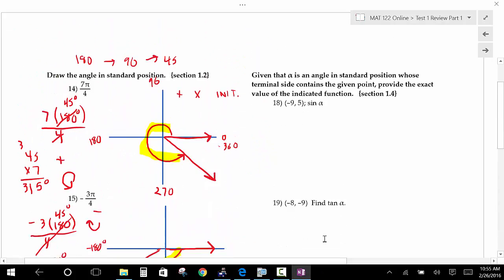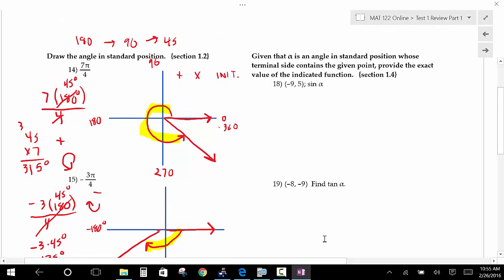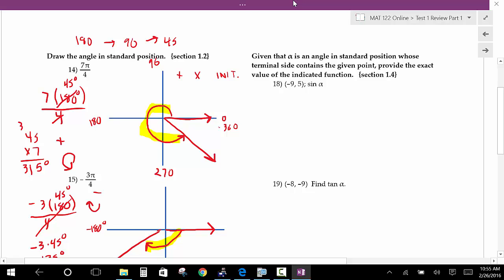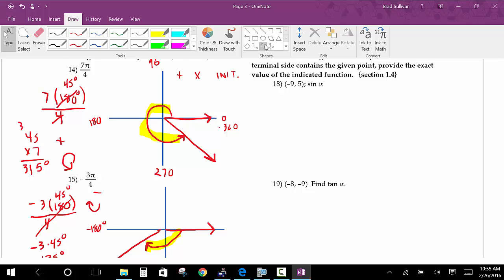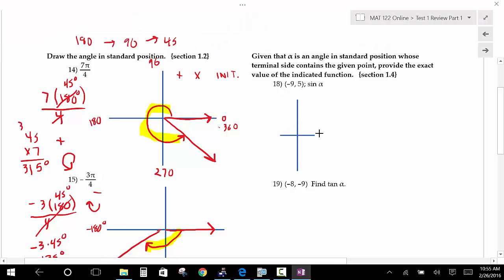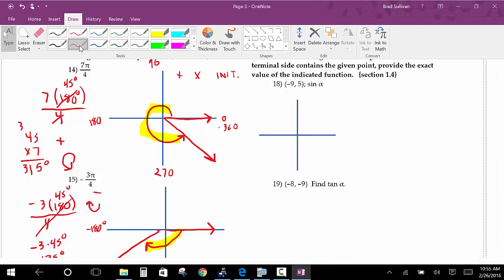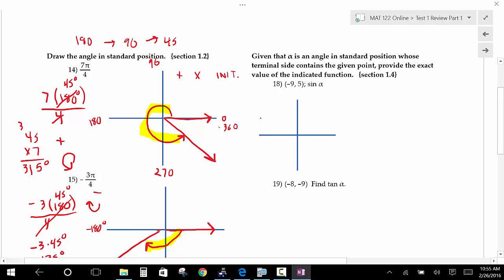Okay, moving to the next thing here. Number 18, given that angle alpha is in standard position, find the trig function on this. All right, so what this is really saying is this. You don't really have to do a graph on this, but I just want to remind you of what is really going on in this problem. Let's say that's negative 5, and that's negative 10, and you're up 5 like this, so you're looking at a point that's to the left 9 and up 5.